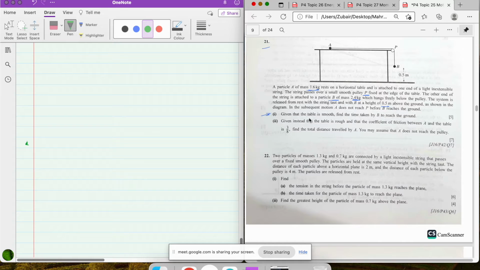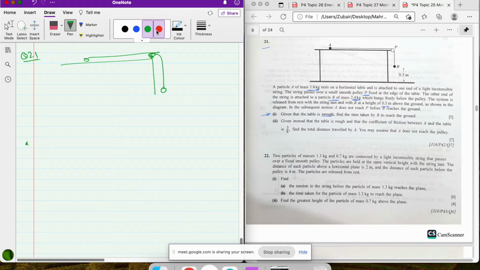The first part says, given that the table is smooth, find the time taken by B to reach the ground. So for the first case we need to calculate the acceleration and movement to calculate the time. If I write the equations for both, this is particle A, and over the pulley hangs particle B, moving down due to its weight, with tension upwards. A is moving towards the right-hand side and there is no friction because the table is smooth. This is A and this is B.